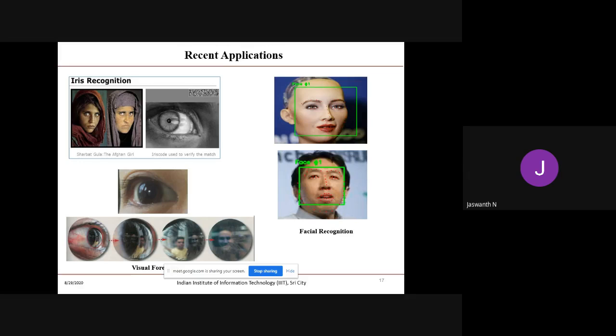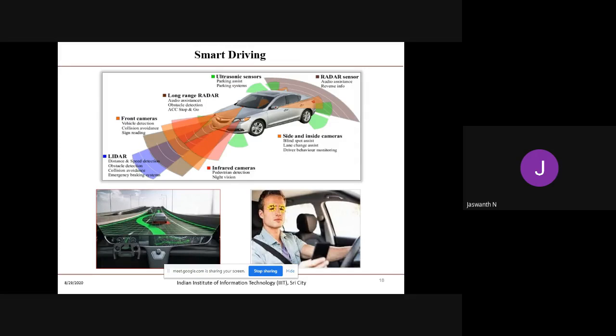Similarly, visual forensics for crime scene detection or anomaly detection can be used, and facial recognition is one of the good applications in the space of computer vision. It can also be extended to autonomous driving for driver assistance, analyzing the cognitive behavior of the driver, like sleep patterns or drowsiness state, etc.